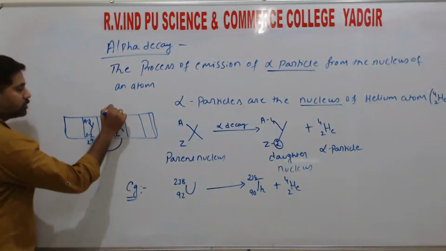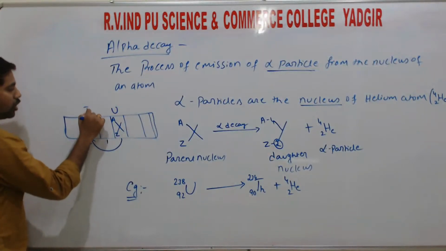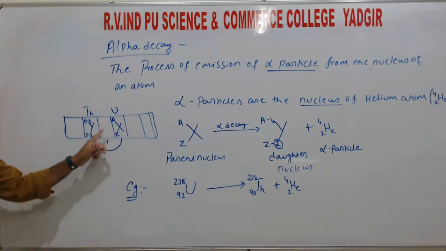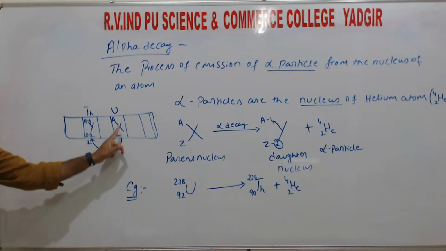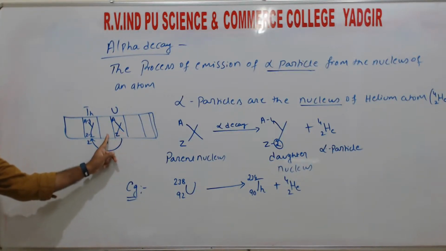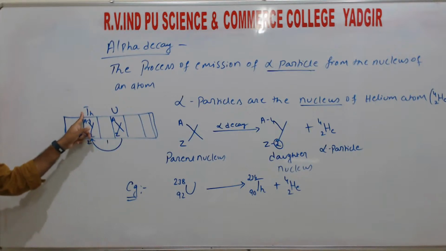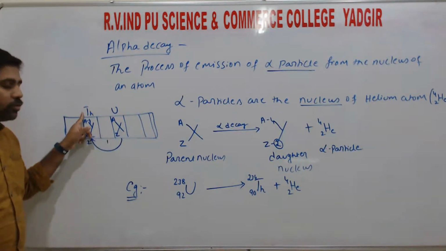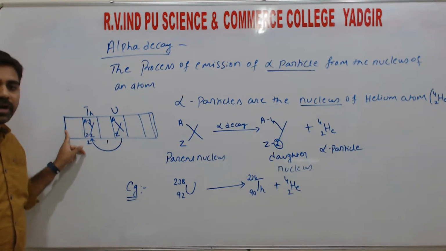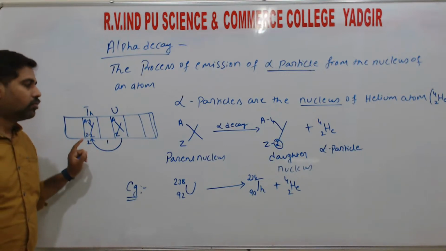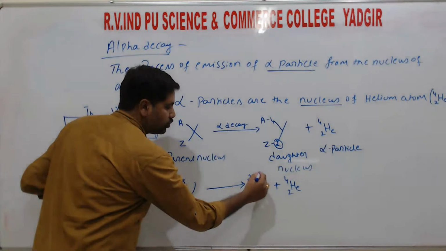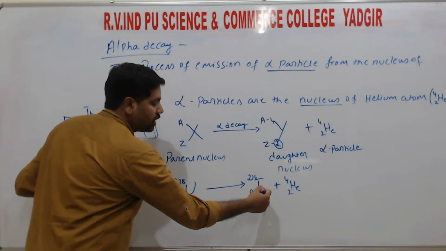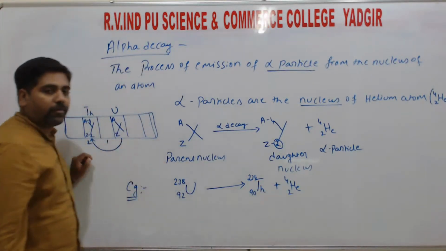If the uranium is present here, then the daughter nucleus thorium is present 2 places left of the parent nucleus, right? So here this one is the parent nucleus and 2 places to its left, the thorium is present in the periodic table, right? So uranium shifts to the new element, which is thorium.